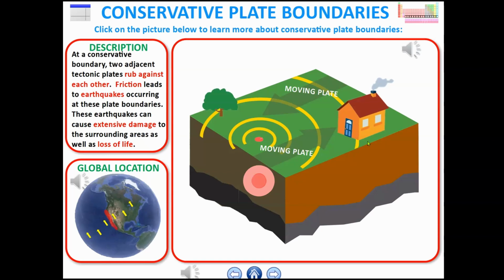So if we have a look at these plates here, we have a conservative plate boundary. At conservative plate boundaries, two adjacent tectonic plates rub together. Friction leads to earthquakes occurring at these plate boundaries. These earthquakes can cause extensive damage to the surrounding areas as well as loss of life.